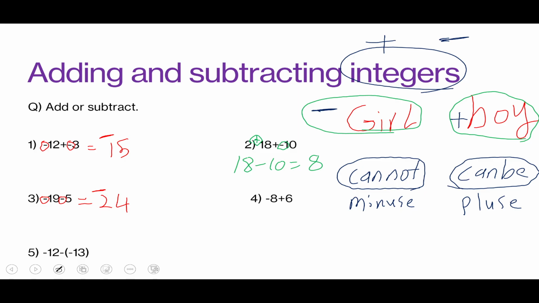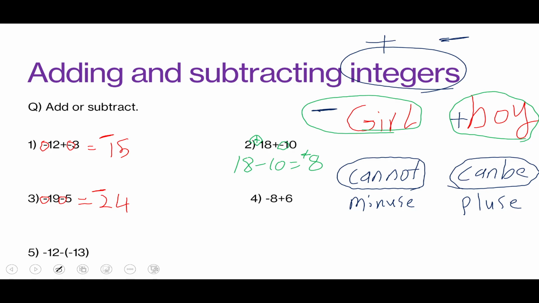When they are fighting together, who is going to be the winner? Or we can say which one is stronger, the boy or the girl in here? 18 or, let's say, 10. 18 is bigger, so what's the sign of 18? Positive. So I'll write it positive.